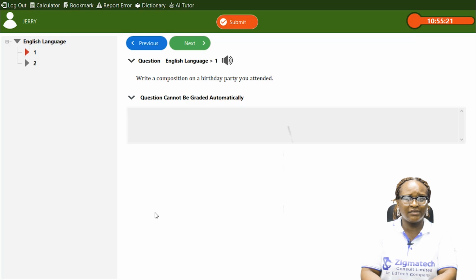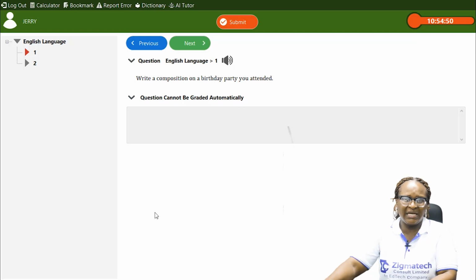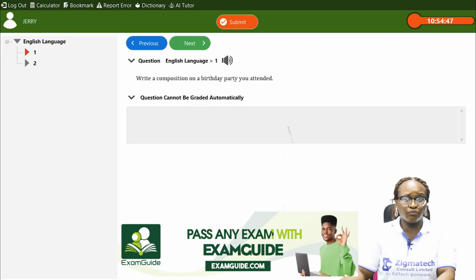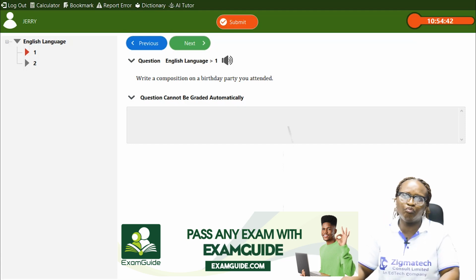When you're writing your essays, you must paragraph your work perfectly. It is very important. Now, the first point of call when writing your essay, your composition, is to title your essay. Your essay has to be titled. So write a composition on a birthday party you attended, an interesting birthday party, or my most enjoyed birthday party. So don't just title your composition as a birthday party I attended. No, that's out of place. You have been asked to write a composition on a birthday party you attended. So you create a catchy title for your composition.